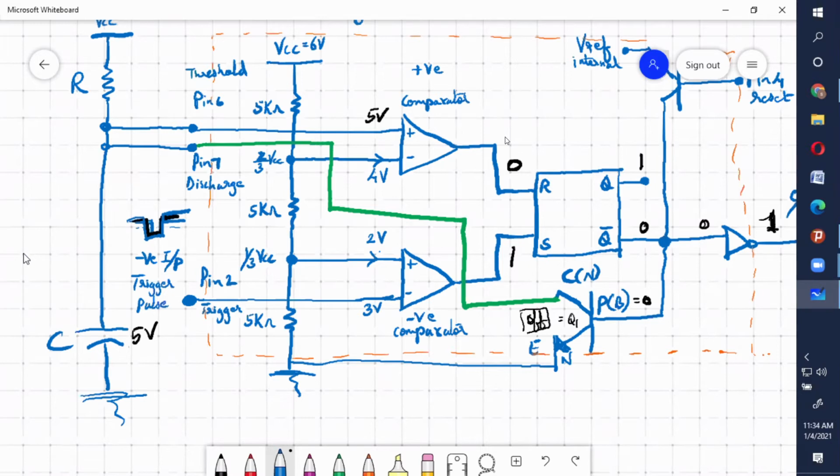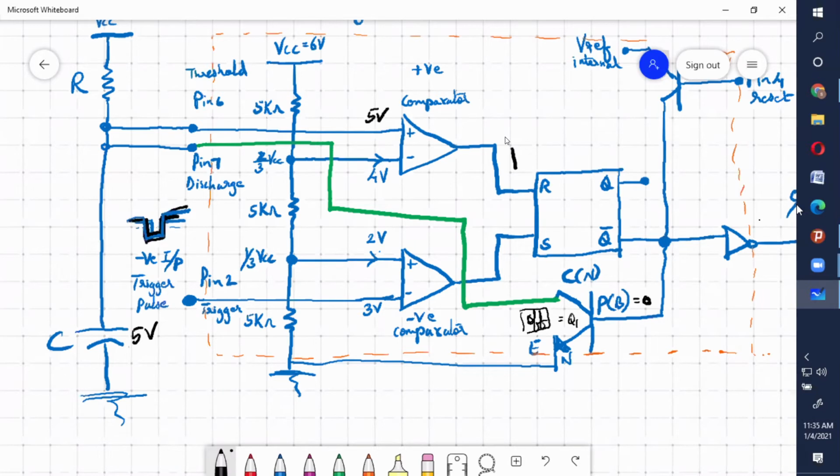So what will be the output of comparator, students? Students, can you tell me what is the output? Now 5 volts is greater than 4 volts. What is the output of positive comparator? 1, right? Okay, and pulse has gone back to your 3 volts. That is what I have written it here.